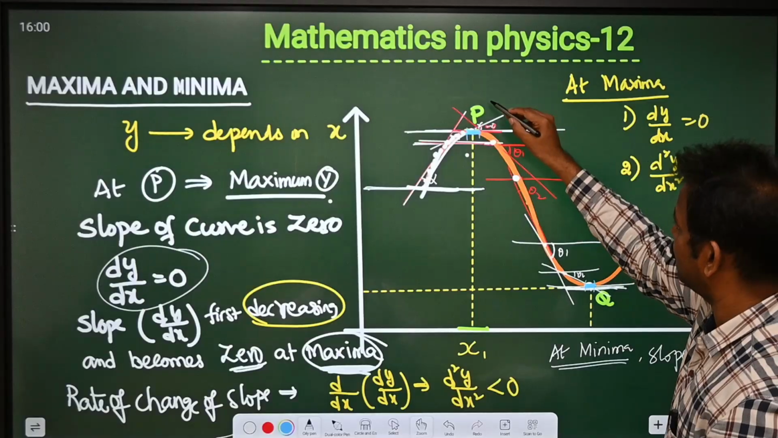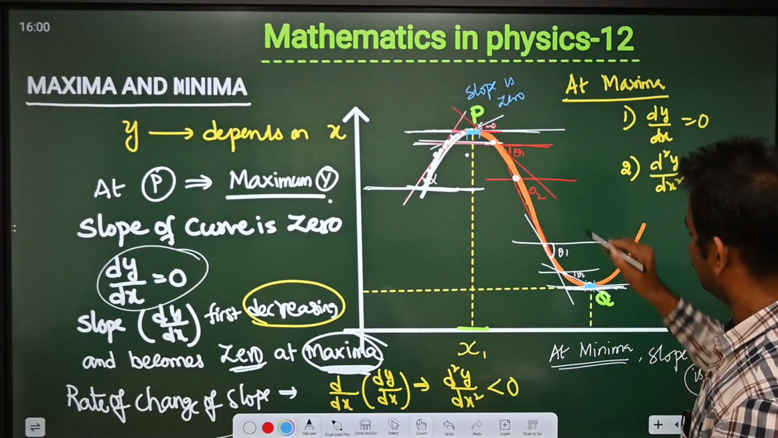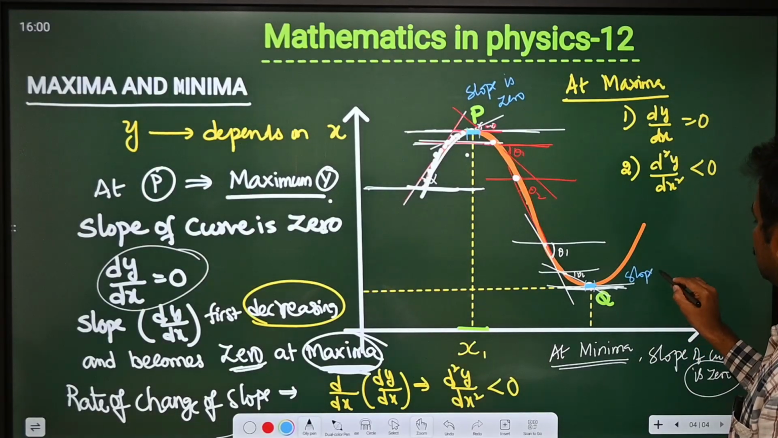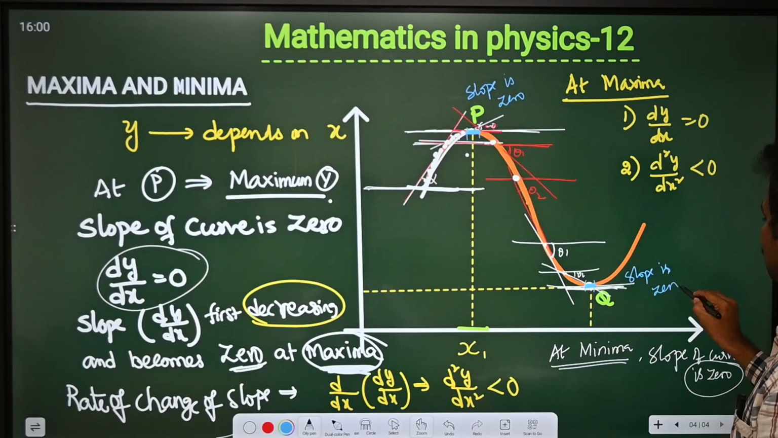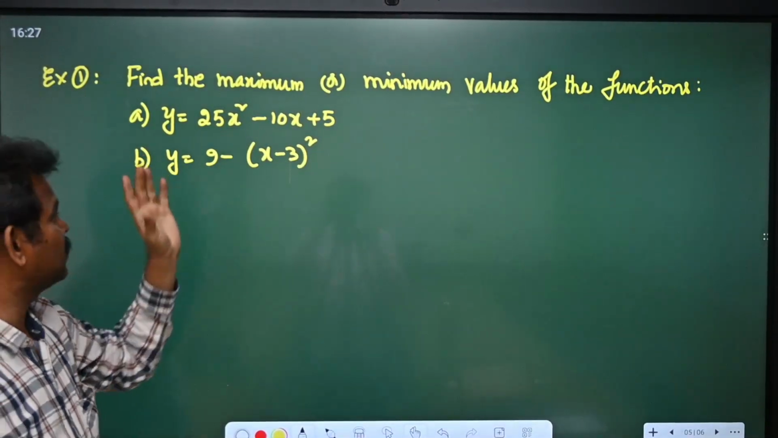So here slope is 0. Here slope is 0. Maxima or minima value of the functions given.